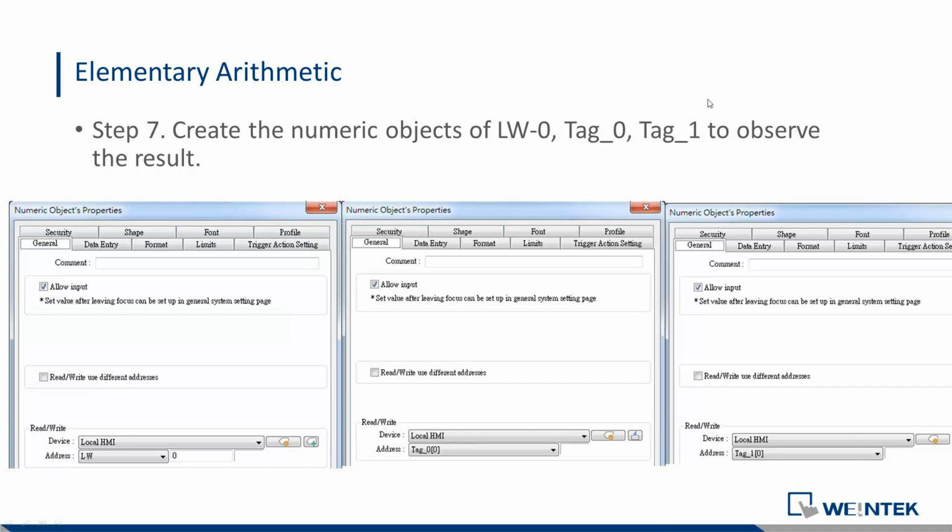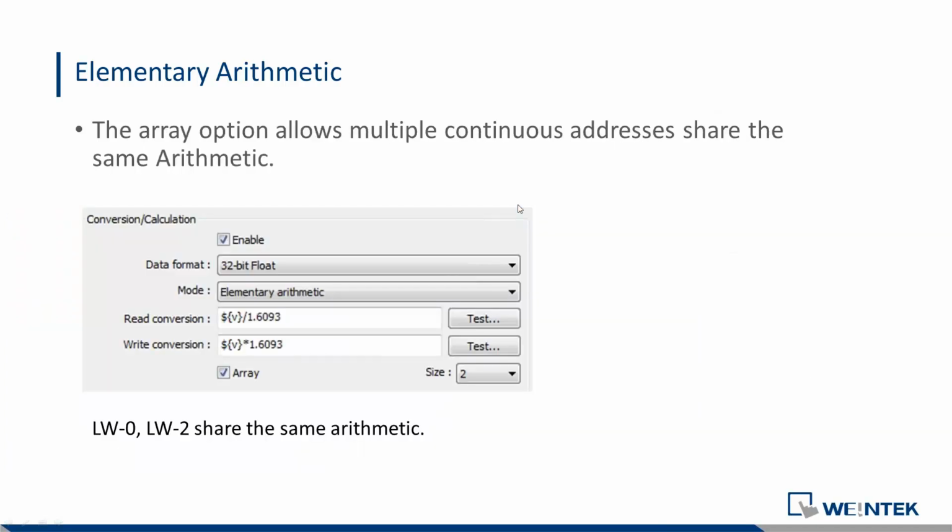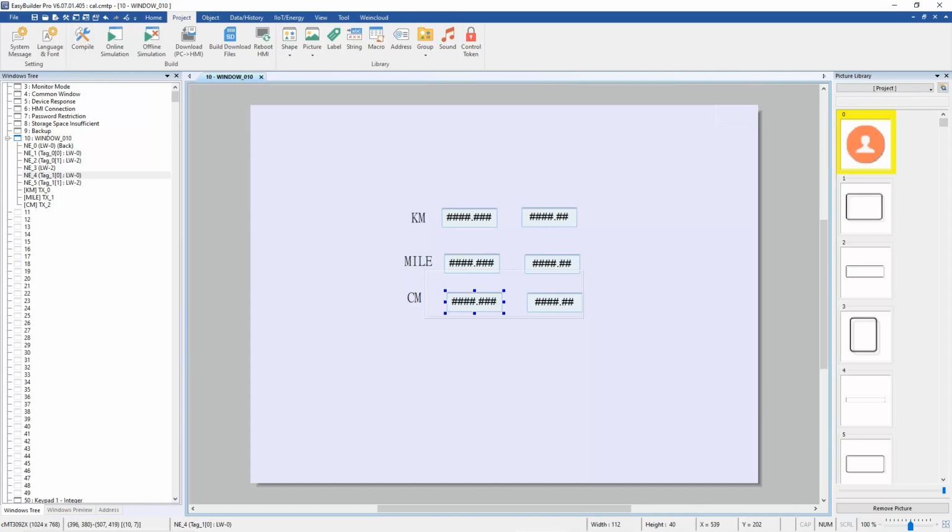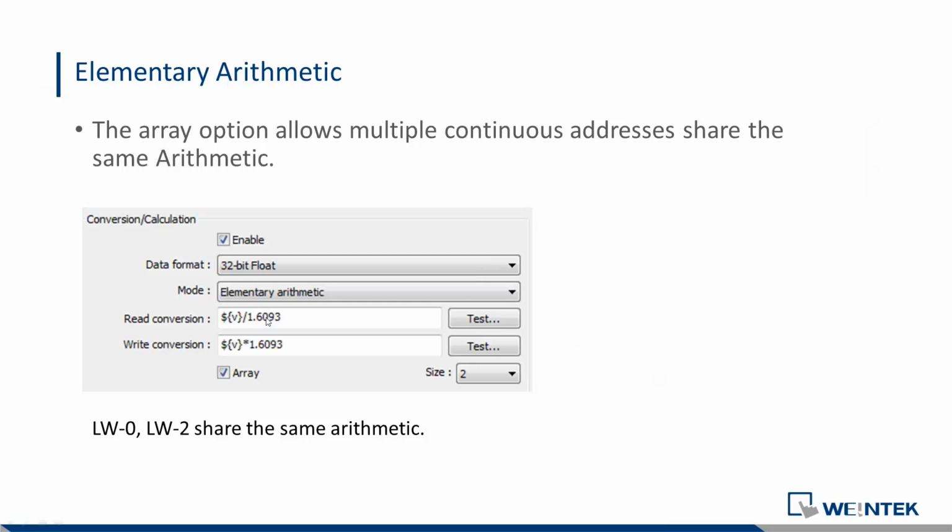Okay, so once you finish the setting, you can try to change the unit, right, to transform the unit? The last part is that I'm going to explain about the array option. The array option here is mainly because maybe you want more registers, so you can also share this arithmetic. For example, I just created arithmetic for a calculation, so I can convert kilometers to miles, but only for LW0.